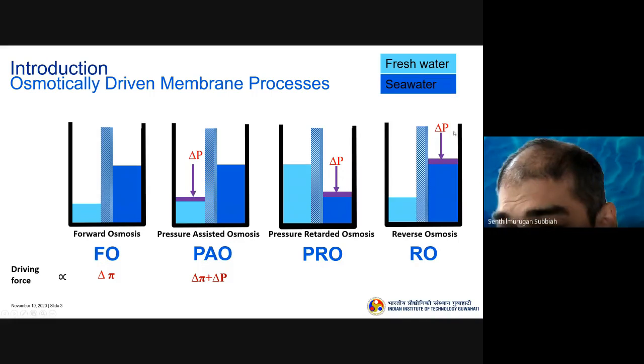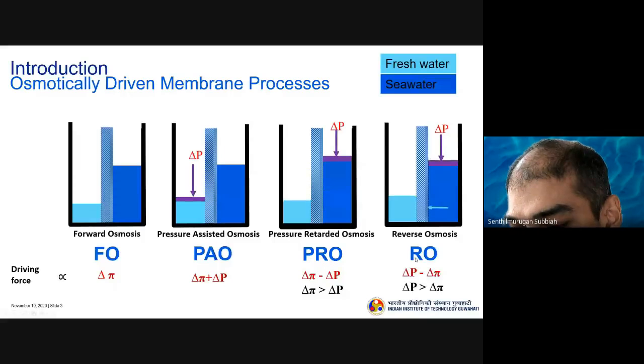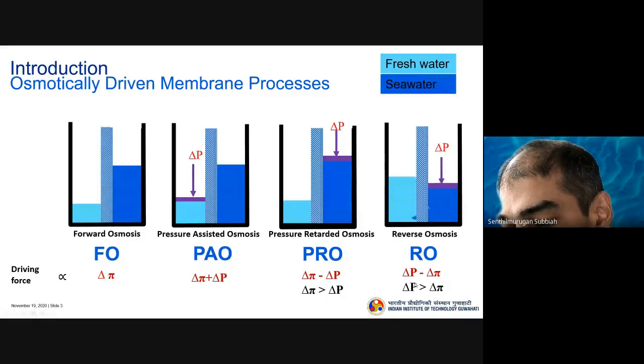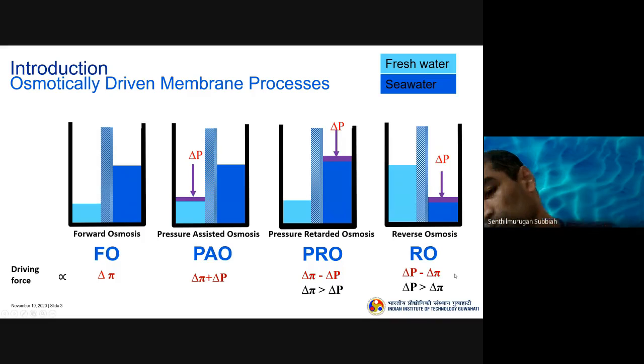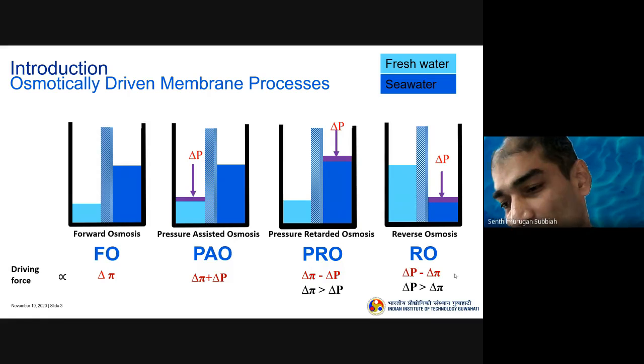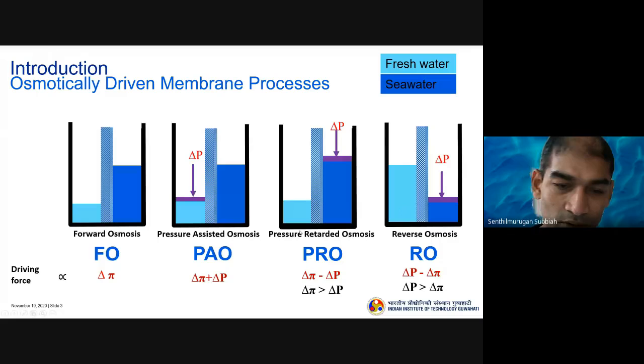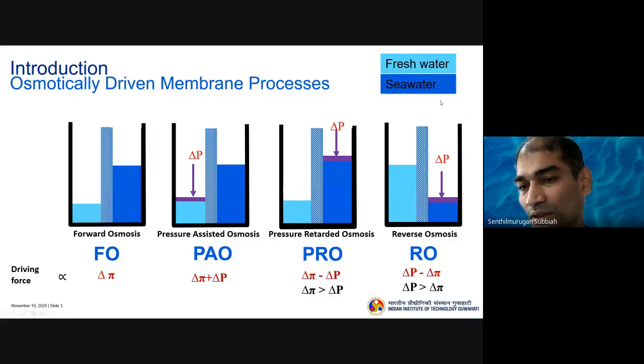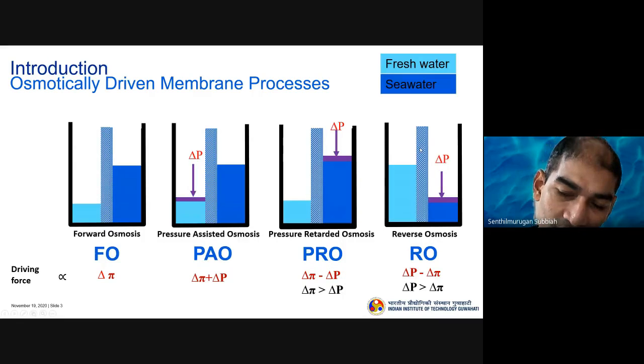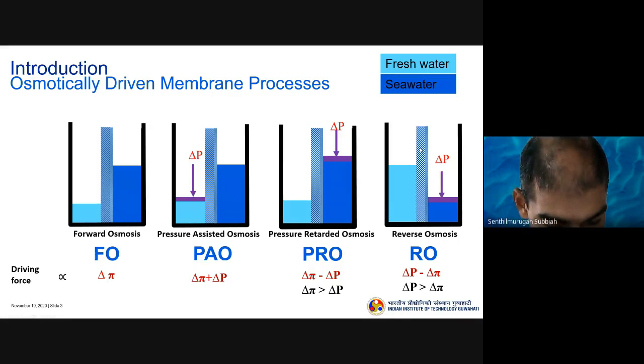Now, the next level: if you increase the pressure still further, where delta P is greater than delta pi, then the osmotic equilibrium is broken. Because of that, the water will be flowing from the seawater side to the fresh water side. This we call reverse osmosis. So in the osmotic processes, we have forward osmosis, pressure-assisted osmosis, pressure-retarded osmosis, and then reverse osmosis. Reverse osmosis is well established, and it's not something new; it has existed from the 80s onwards.